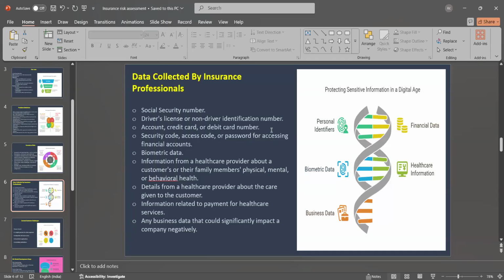Details from the healthcare provider about the care given to the customer. I will take the data from the healthcare provider about the care given to the customer. Information related to payment for healthcare services. Here we keep the information related to the payment for the healthcare services given. Any business data that could significantly impact the company negatively. Any wrong data can affect the company image negatively.